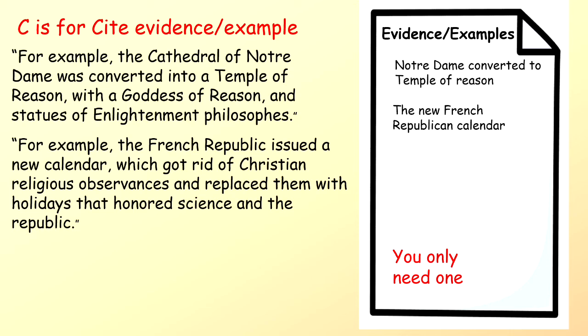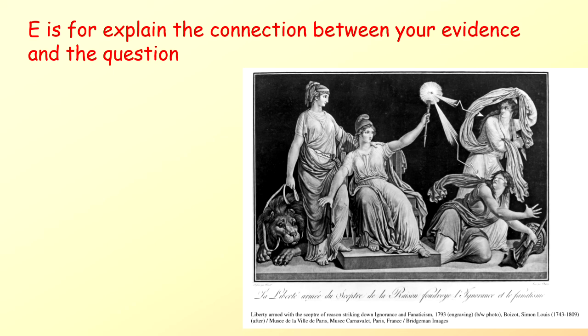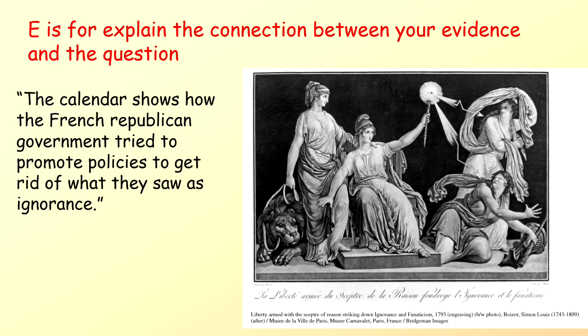You don't need two. E is for explain the connection between your evidence and the question. I might say something like this. This calendar shows how the French Republican government tried to promote policies to get rid of what they saw as ignorance.